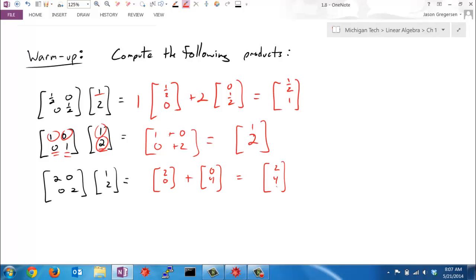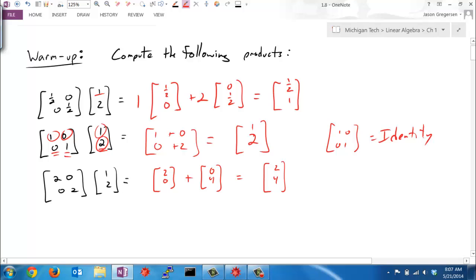The identity matrix is kind of like the 1 of matrices. When we multiply a number by 1, we just get the same number back. It's kind of like that with matrices. So this is the 1 of matrices. We're going to call that the identity matrix. And here specifically, it's a 2 by 2 identity matrix.